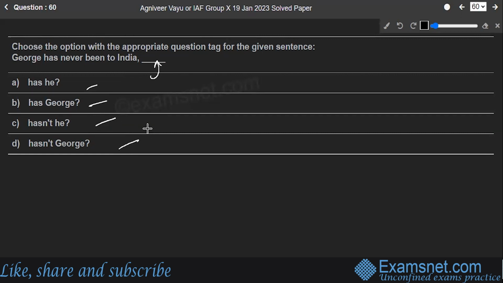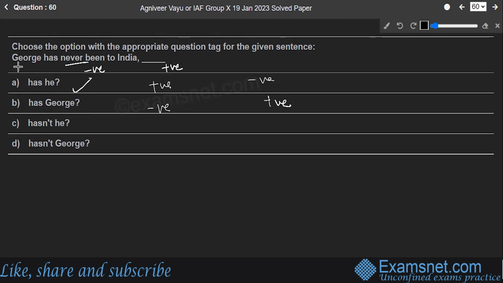See, a question. We have a question tag over here. Definitely we have a question tag. In these type of questions, if the main clause is positive, then the question tag is always negative. And if the main clause is negative, the question tag has got to be positive. So now it is George has never been to India. So it is a negative one. That means over here, I'll have the positive. Has he? Most likely this is the answer.